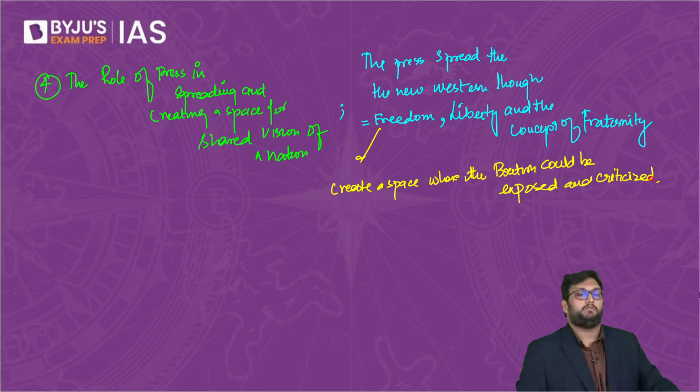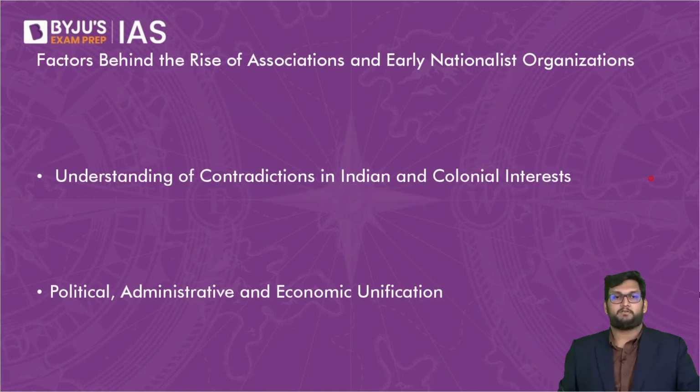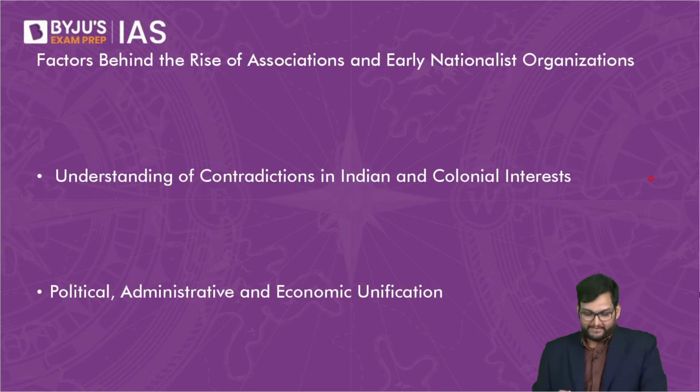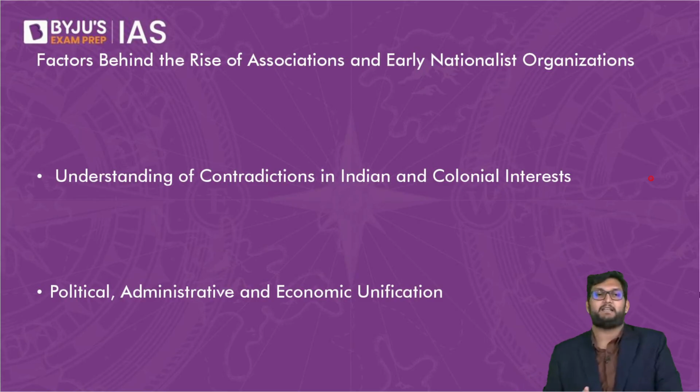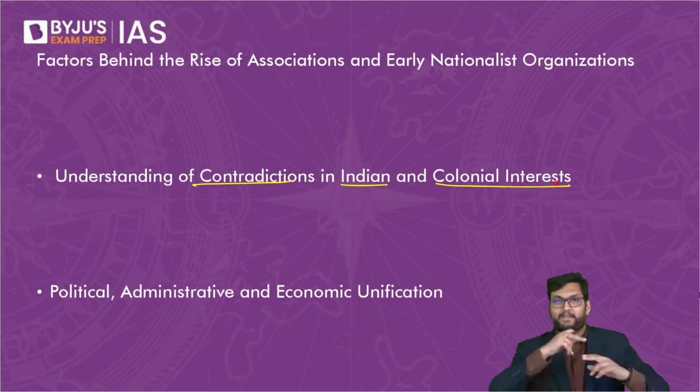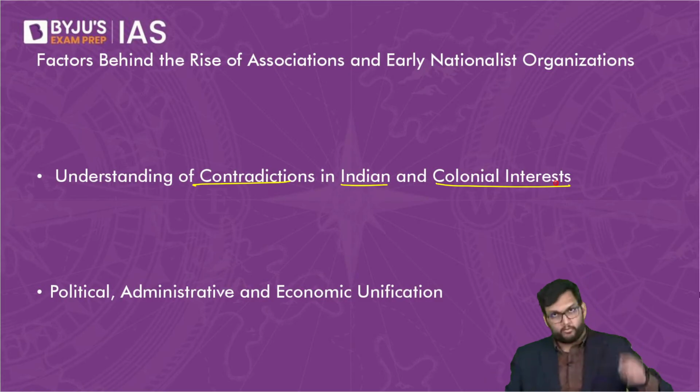So let's do it from the PPT also. Factors behind the rise of associations and early nationalist organizations. First is the understanding of contradictions in Indian and colonial interest. I'm now explaining again everything through the points. So the second time we're doing it.